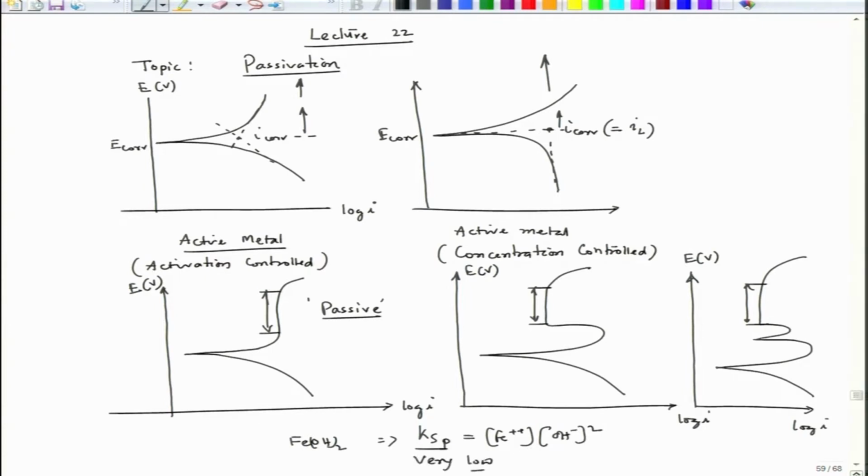that means the concentration of Fe++ in equilibrium with Fe(OH)2, that means iron hydroxide, will be extremely low. So, that means the amount of iron going into the solution will be extremely low too. So, the dissolution amount with time, that means the rate of dissolution, will be decided by the solubility product. That condition we say that the metal is passivating.